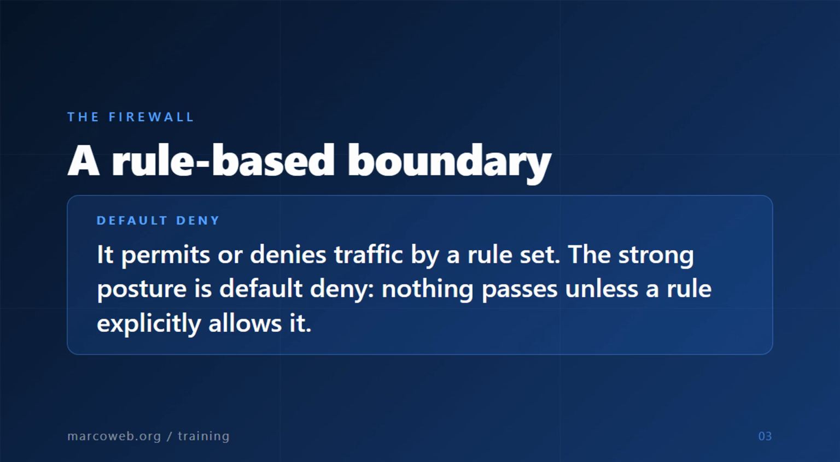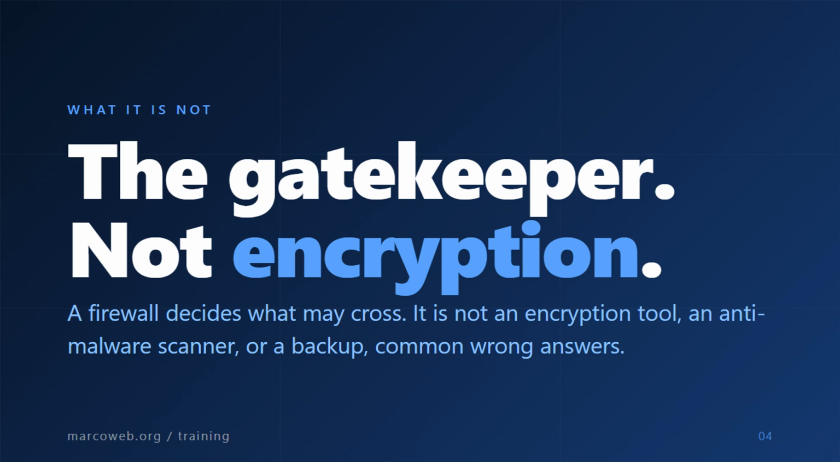Start with the firewall. It enforces a boundary between networks, permitting or denying traffic according to a rule set. The strong posture is default deny, nothing passes unless a rule explicitly allows it, so access is granted deliberately rather than by omission. And it is the network's gatekeeper, deciding what may cross.